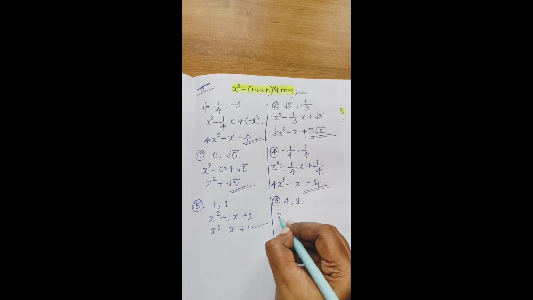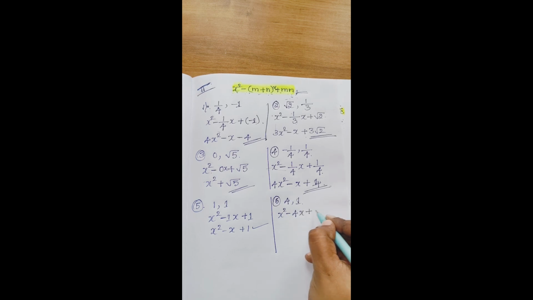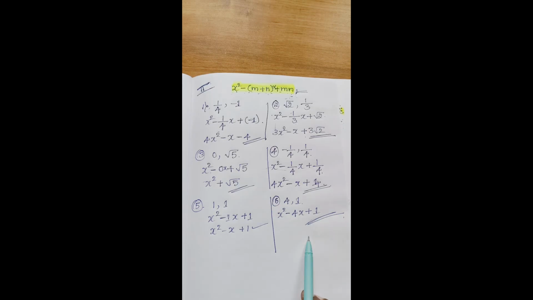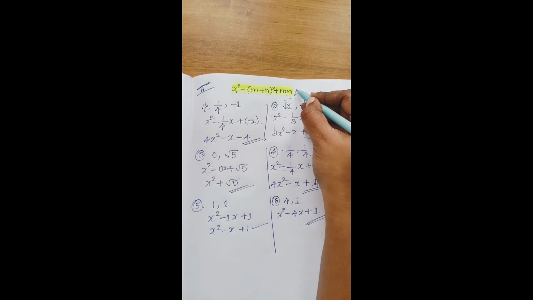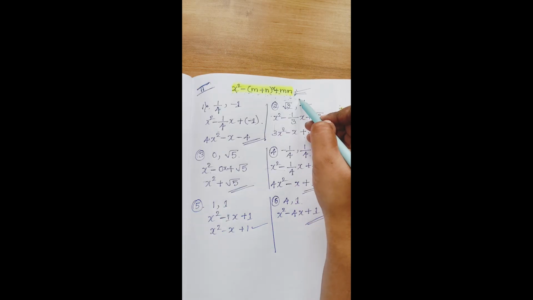Next, x square minus, in place of m plus n, 4 you will write, then x plus 1 is the answer. If you know this one, you can write this one easily. So only you need to remember x square minus m plus n into x plus mn.